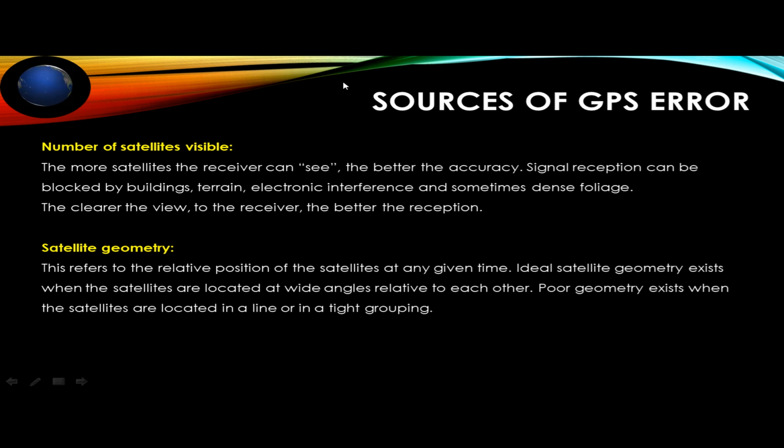So satellite geometry refers to the relative positioning of the satellites at a given time. As I showed you in the imagery, the circle and this thing. This tells how the satellites should be positioned to give all four pieces of information which we are willing to get for any object or individual on the globe. Ideal satellite geometry exists when the satellites are located at wide angles relative to each other. Poor geometry exists when the satellites are located in a line or tight grouping. Means all satellites are grouped together, in one circle itself.